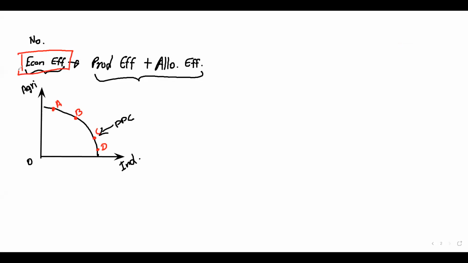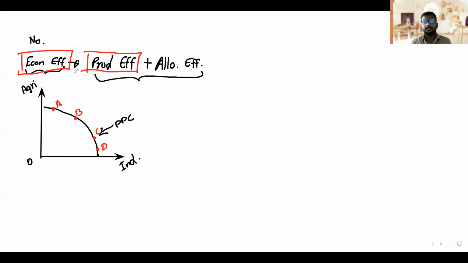No. Okay, what about others? No. Then what are we achieving in all those 4 points? Productive efficiency. Well done, guys. And what is this productive efficiency? Maximum output from minimum input. Very good.